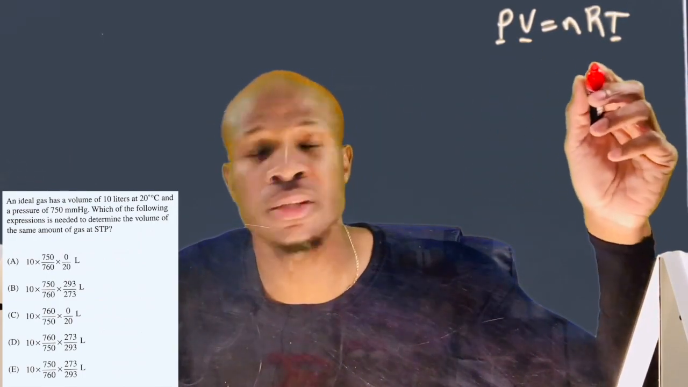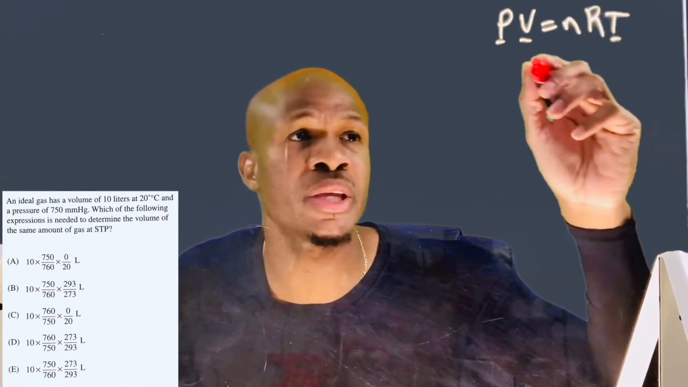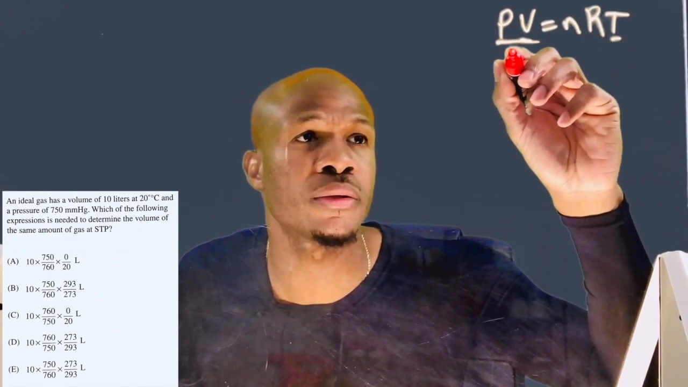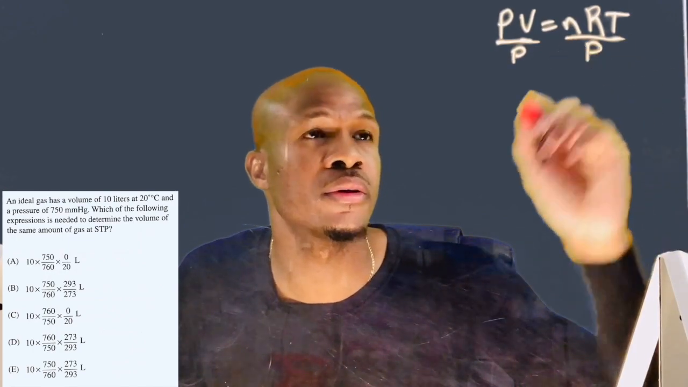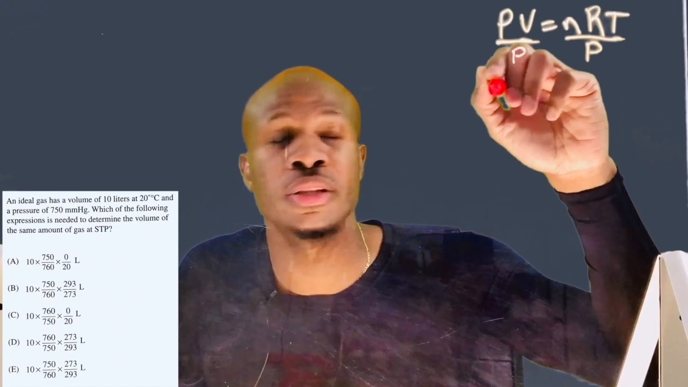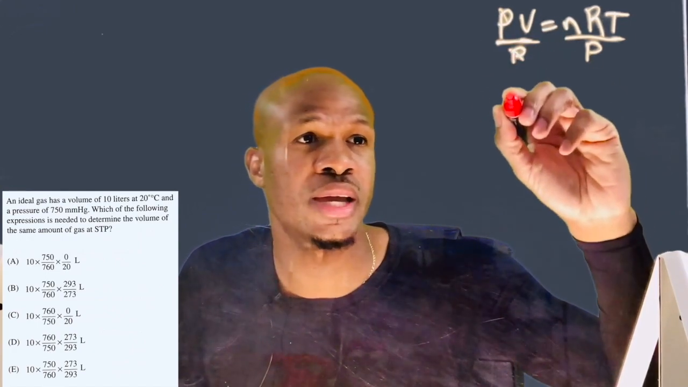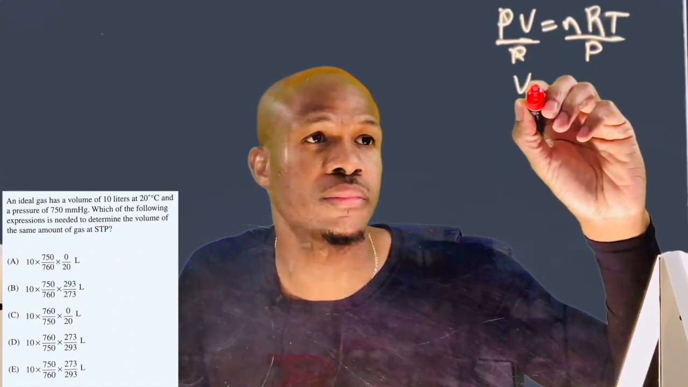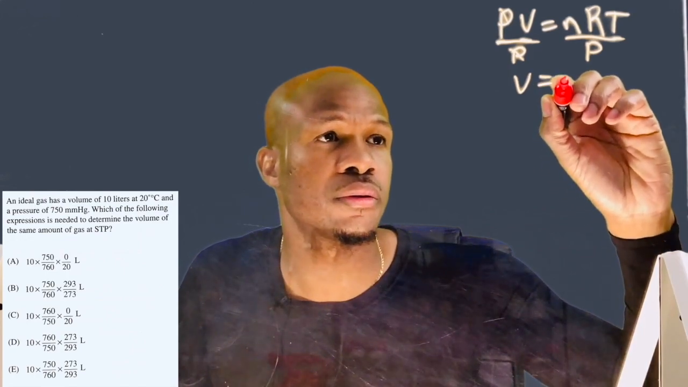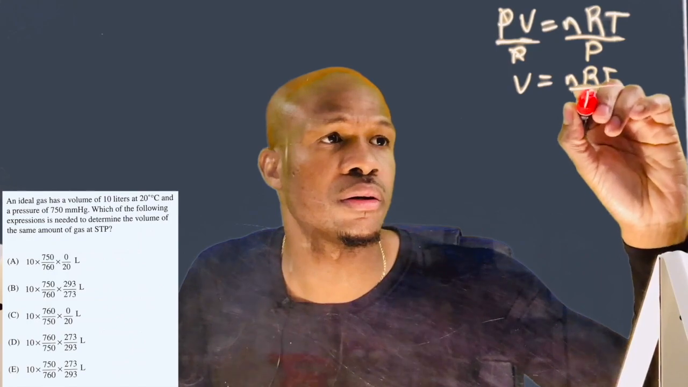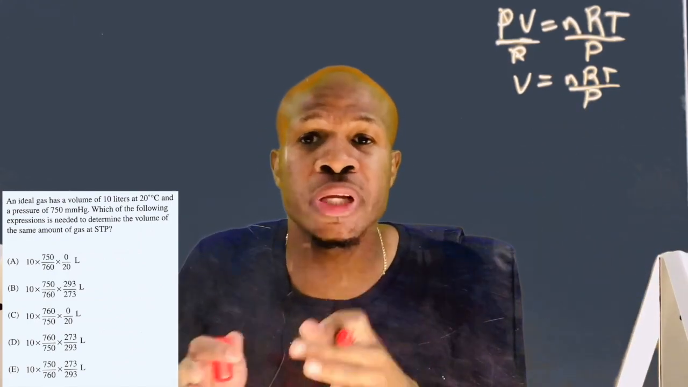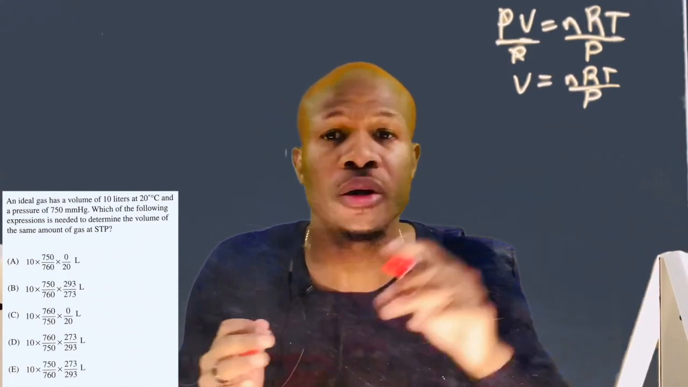And so how do we isolate the volume? Well, we just divide both sides by P, right? On this left side, the P's cancel. I get V equals nRT over P. Okay. For the initial conditions of the gas, what was V?